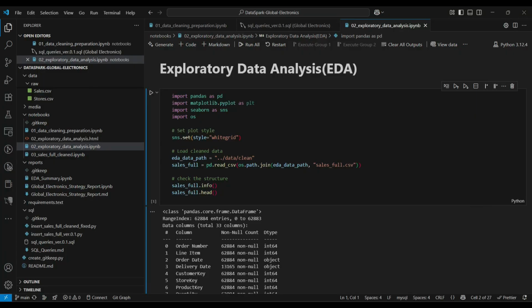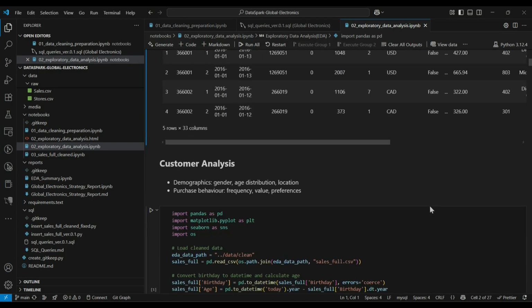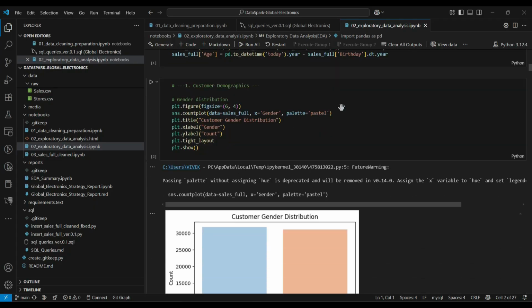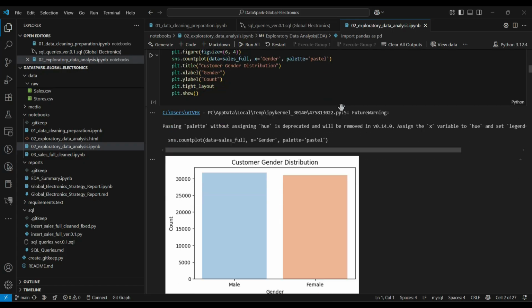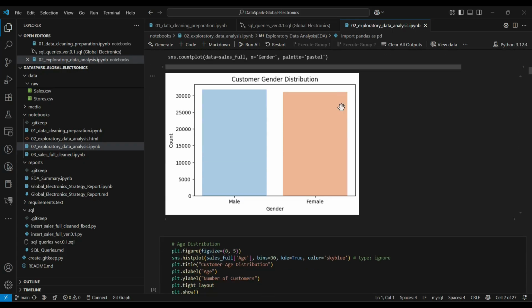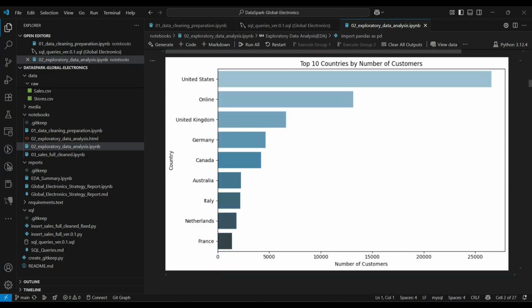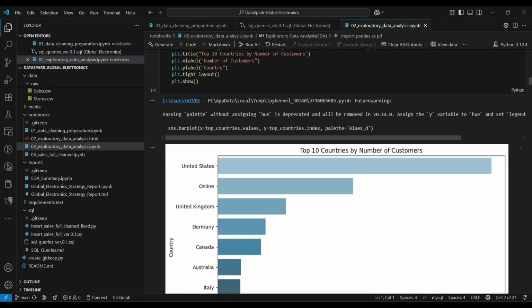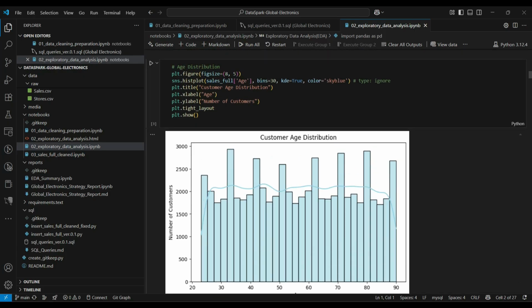EDA approach. Next, I performed exploratory data analysis to understand trends and relationships in the data. Customer analysis: demographics, gender, age distribution, location; purchase behavior, frequency, value, preferences. I included code to generate the gender distribution plot, followed by a script to visualize the age distribution of customers, and finally, a plot showing customer distribution by country.